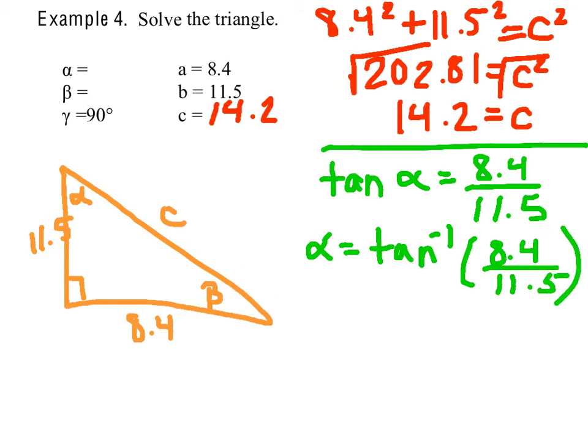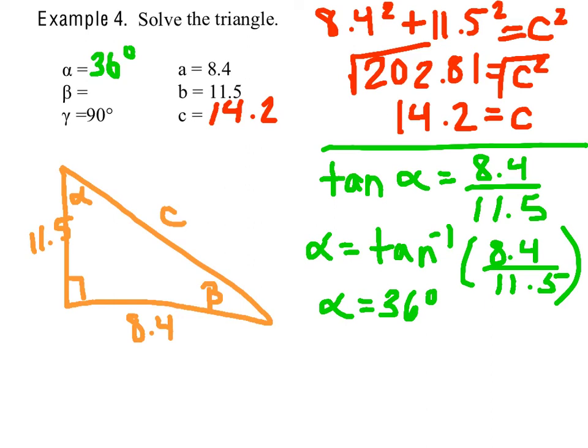So whenever we're solving for an angle, we're going to have to use the inverse. So that way when we enter that in our calculator, we should be getting approximately 36 degrees. I went ahead and just rounded to the nearest degree to make things easier. So I just rounded to 36 degrees.